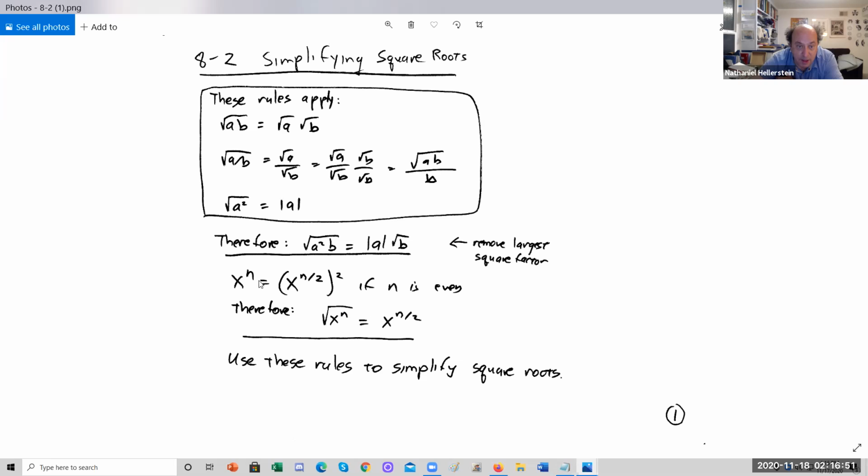Now, x to the n is x to the n over 2 squared if n is even. So the square root of x to the n is x to the n over 2. And later we'll see that in effect a square root is a 1/2 power. So this makes a certain amount of sense. So we can use these rules to simplify square roots.